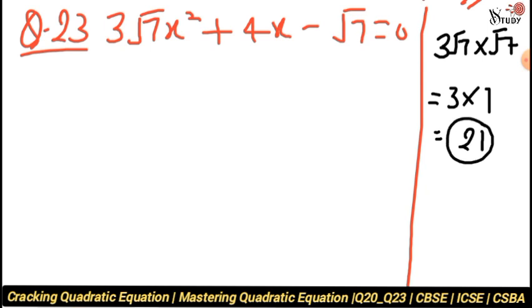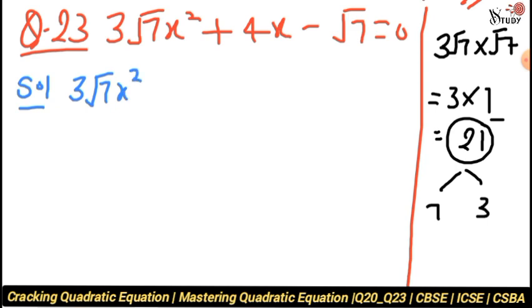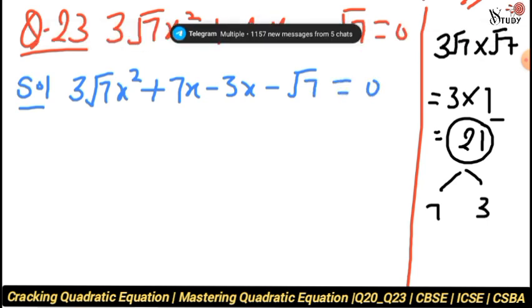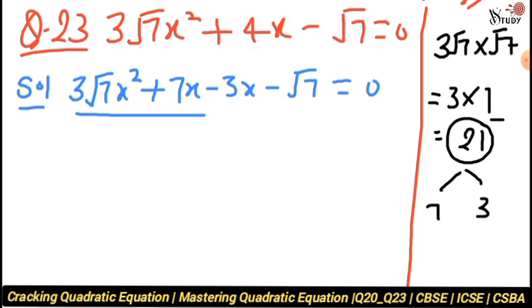Now we need to find two factors of 21 whose subtraction is 4, that is 7 threes are 21. When 3 is subtracted from 7 we have 4. So let's solve our quadratic equation. Given quadratic equation, write 3 root 7x square plus 7x negative 3x negative root 7 is equal to 0. Now take common from the first two terms.